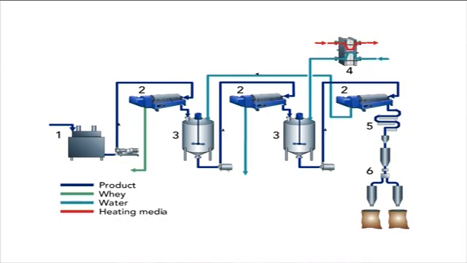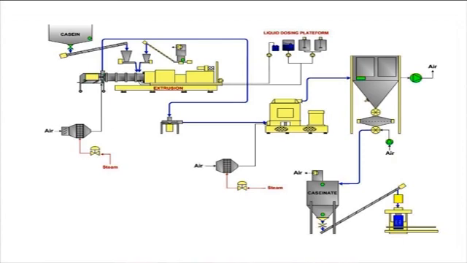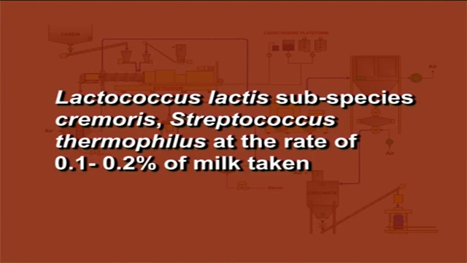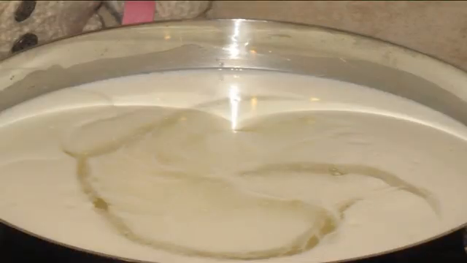For the manufacture of lactic acid casein, skim milk of pH 6.6 is first pasteurized at 72 degrees Celsius for 15 seconds. It is then cooled to a setting temperature of around 30 degrees Celsius and inoculated with lactic acid producing bacteria known as starters, such as Lactococcus lactis subspecies cremoris and Streptococcus thermophilus, at the rate of 0.1 to 0.2% of the milk taken. The milk is incubated without agitation for a period of 14 to 16 hours.